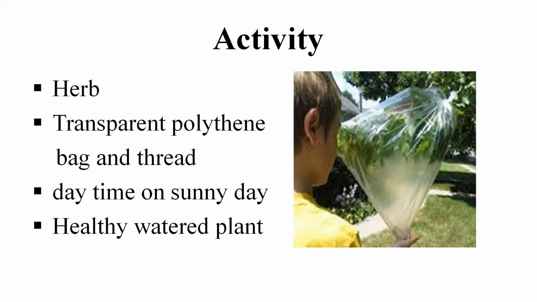Then we find some droplets of water there. This activity suggests that water comes out of leaves in the form of vapor. This process in which water comes out of leaves in the form of vapor is called transpiration. Students, plants release a lot of water into the air through this process.